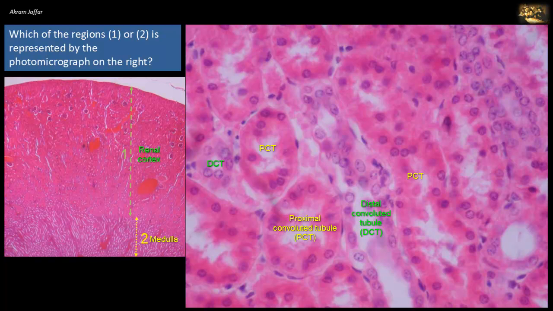And the distal convoluted tubules, as clearly shown here in the section, are less frequent than the proximal ones because the proximal convoluted tubule is longer than the distal. So there is more chance for that tubule to appear in sections than the distal convoluted tubule. Now, the presence of the proximal and distal convoluted tubule in a section, even in the absence of glomeruli, confirms that the section belongs to the renal cortex, region number 1, shown on the left.